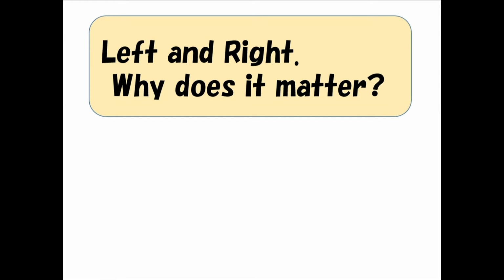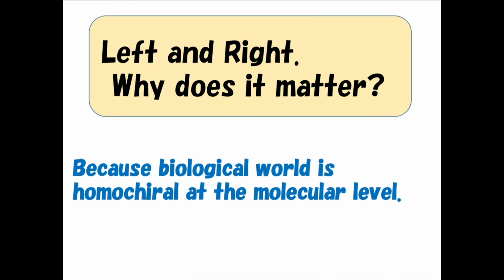But I have not told you yet, left and right, why does it matter? I haven't told you about it yet. Okay, so now I'm going to tell you why it matters. Because the biological world is homochiral. Homo means the same. The opposite word is hetero. So homo means the same chirality at the molecular level. At the molecular level, the biological world is homochiral. What does it mean?